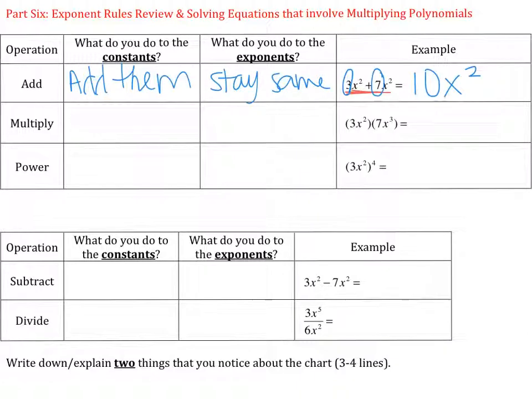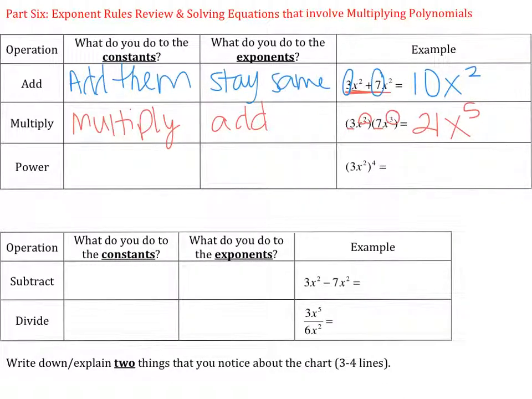So if we take a look at multiplying, we have 3x squared times 7x cubed. So we are going to multiply the constants together. So 3 times 7 is 21. And then we are going to take our exponents, our 2 and our 3, and we're going to add them. So this is 21x to the 5th power. So the constants are getting multiplied, and then the exponents are getting added.